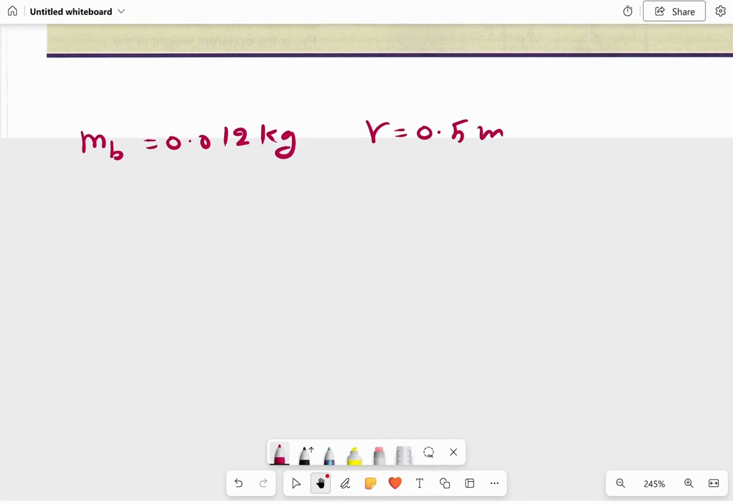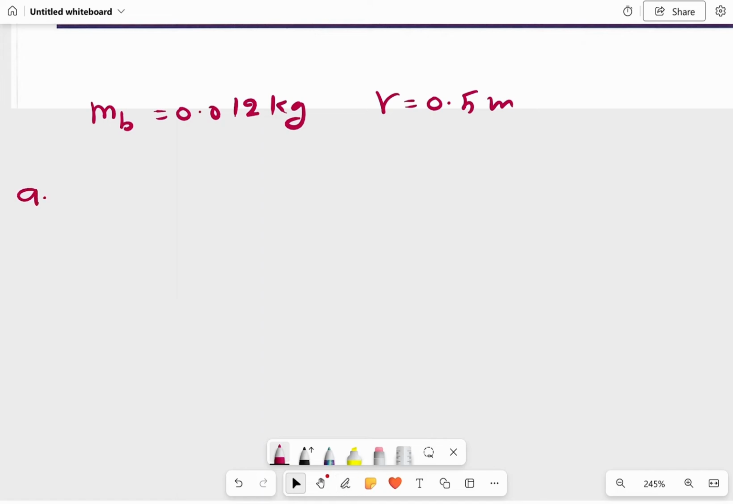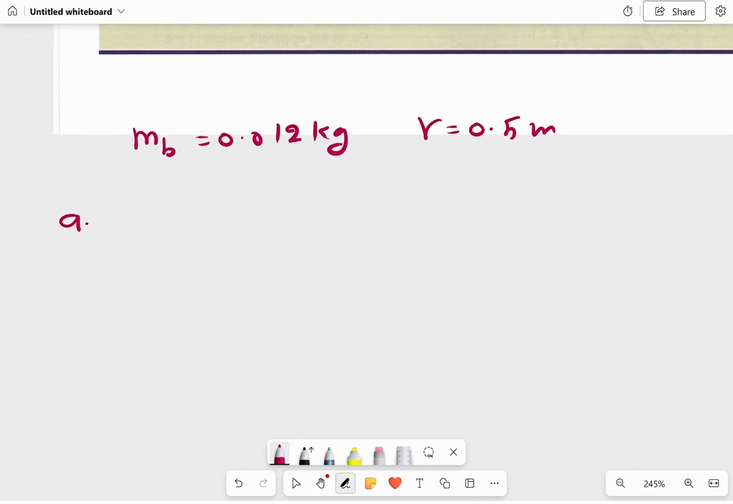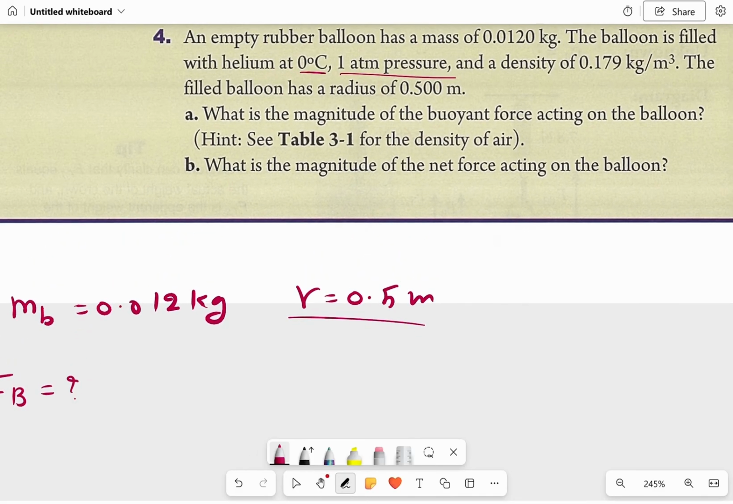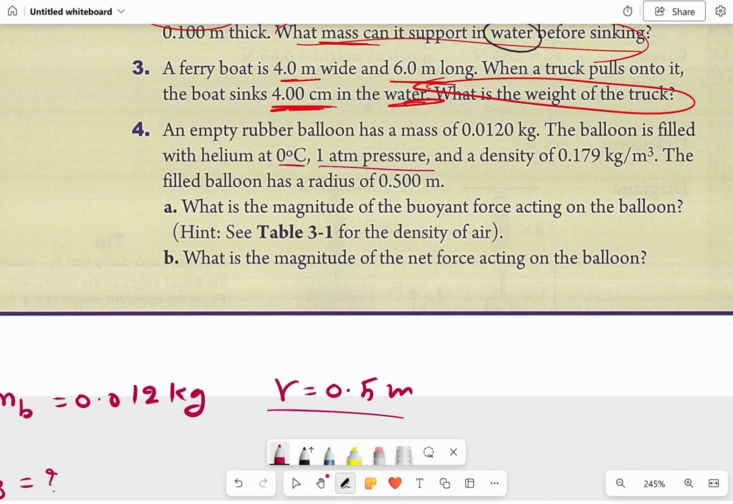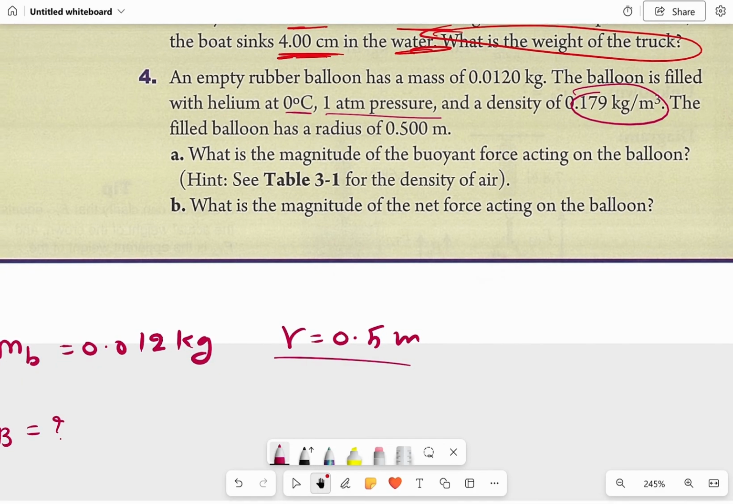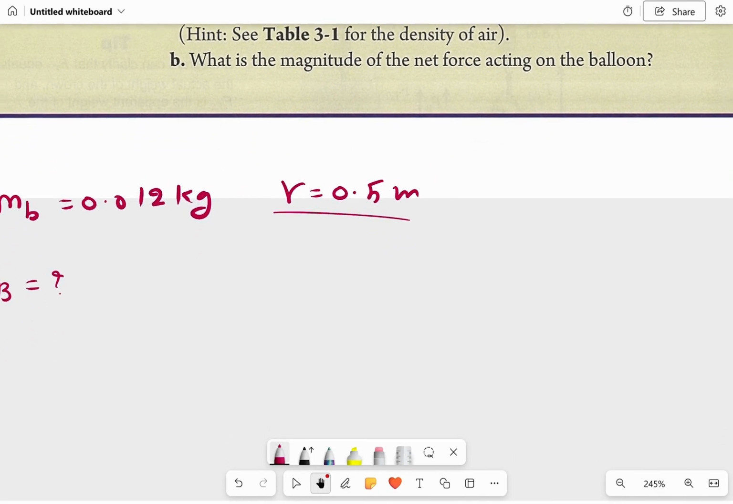It says, what is the magnitude of the buoyant force acting on the balloon? So it needs FB. FB is equal to what? Now, guys, you might know, we will be using the density of the helium, and the other one too, in B, okay? But let's first find A. Look, guys, it says, what is the buoyant force that's acting on this balloon?